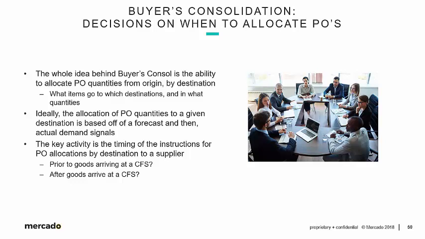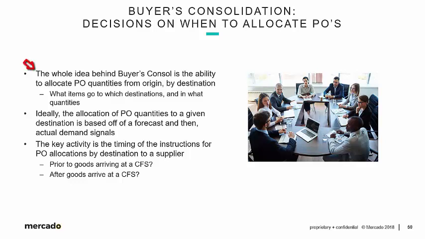We need to tell those vendors and/or the CFS operator how to split those POs. If we have a PO for 50,000 units of one item and they're going to our 3 DCs in California, Texas, and Pennsylvania, we need to tell somebody how to split those purchase orders. That somebody is either going to be the vendor before the goods go to the CFS or the CFS operator after they go to the CFS. Let's talk about the former of these two scenarios right now.